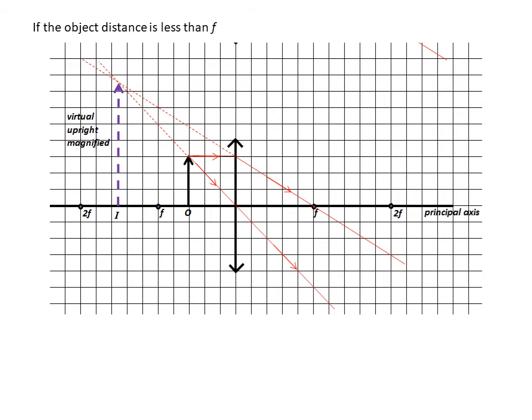That image cannot be cast onto a screen. It is virtual. It exists in the head of the observer. It's the right way up, and it's magnified. And this is the ray diagram that works for a magnifying glass.